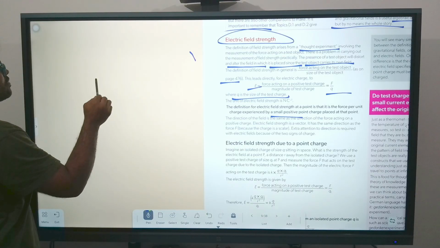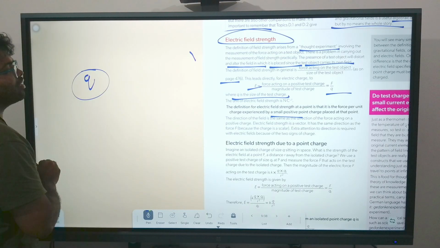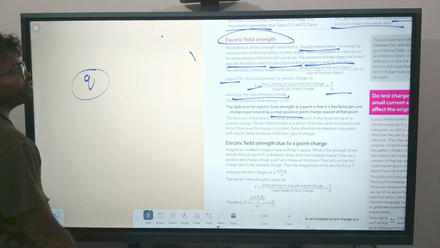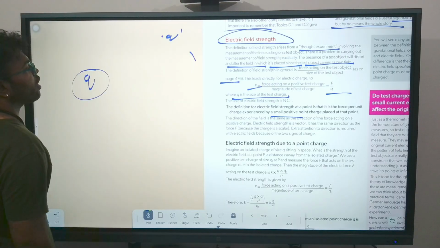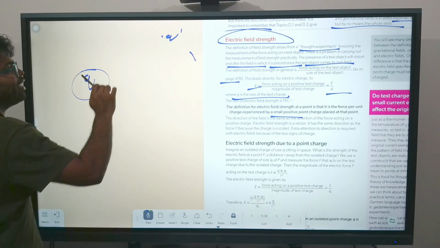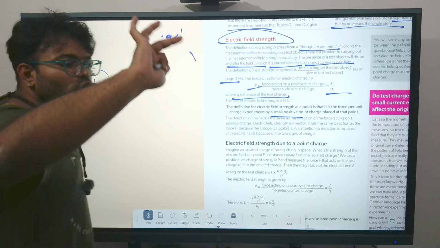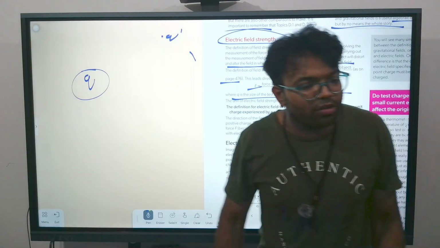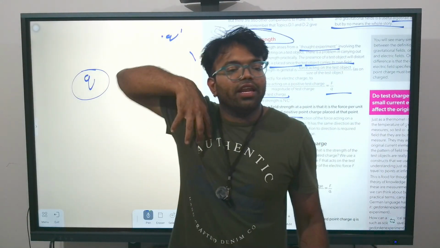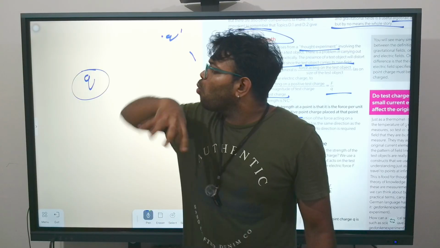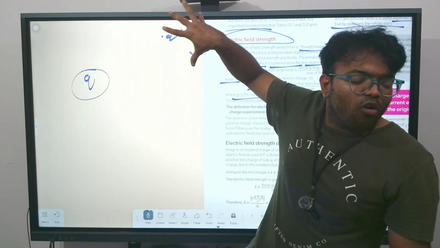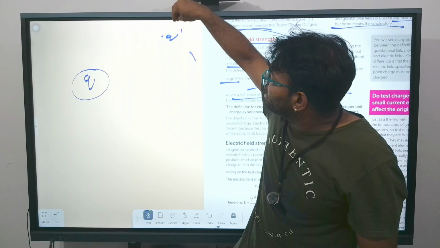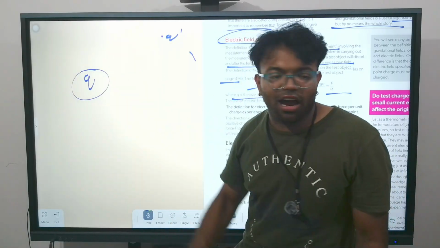For example, let us look at this. We have a charge Q in the center. We have placed a point charge here. We have placed a point charge q dash here. Imagine for a moment you remove this q dash. Now if we remove this q dash, what ends up happening? What is the force that is going to be exerted at this point by this charge?